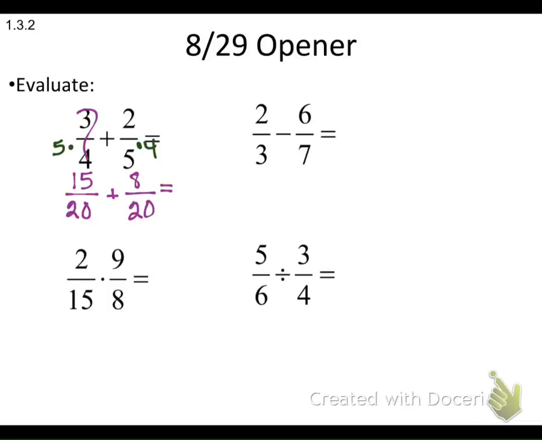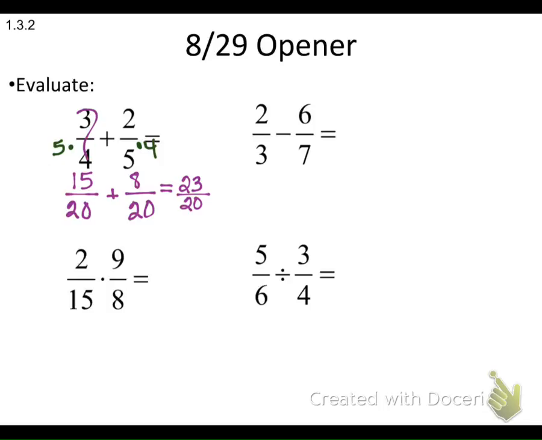Now that my denominators are the same, I can move to the next step, which says add or subtract your numerators. Well, our operation sign is add. So what's 15 plus 8? It is 20-something. What is it? 23. And then my denominator stays the same as 20. Can you simplify 23 over 20?